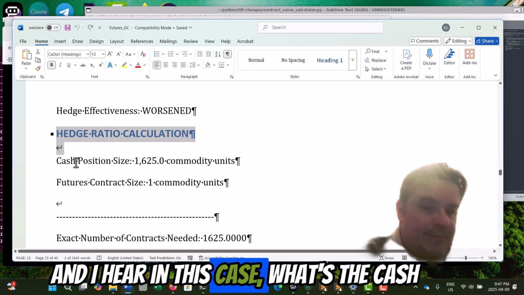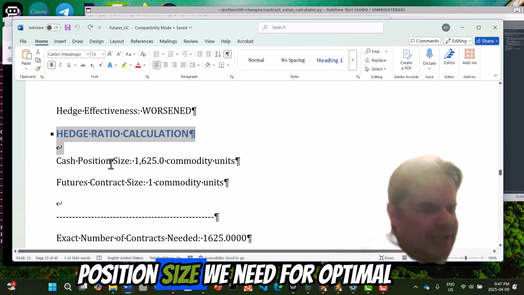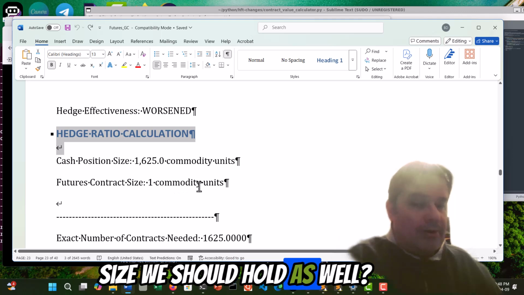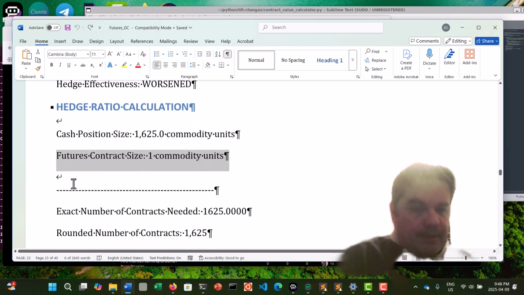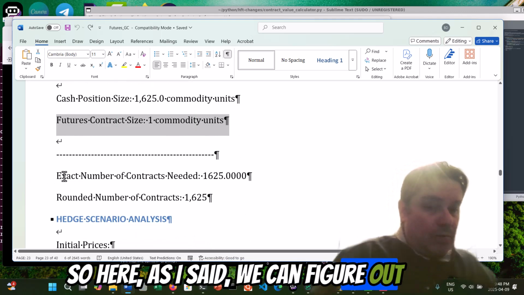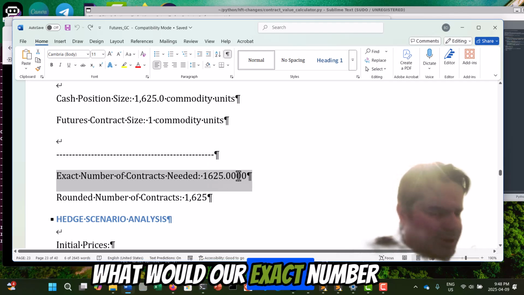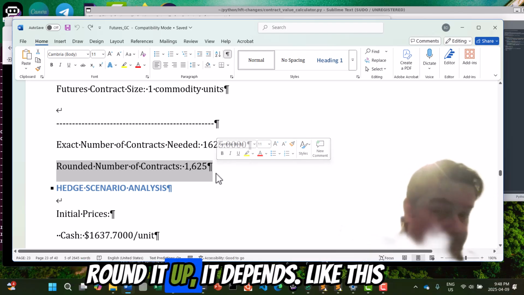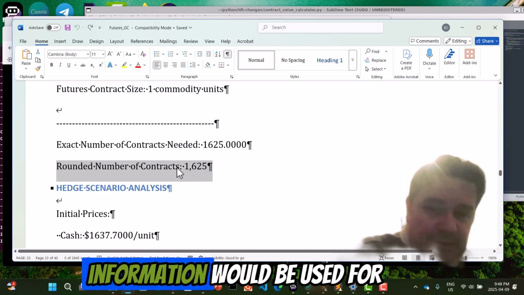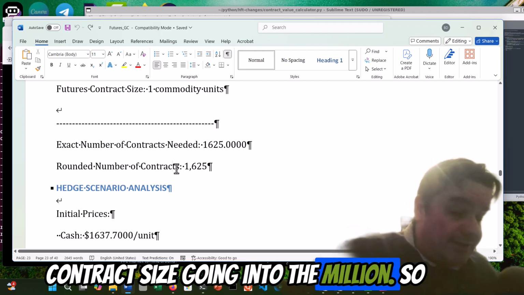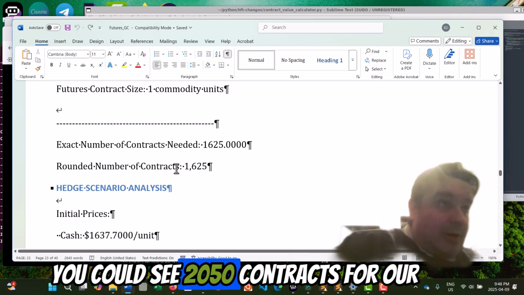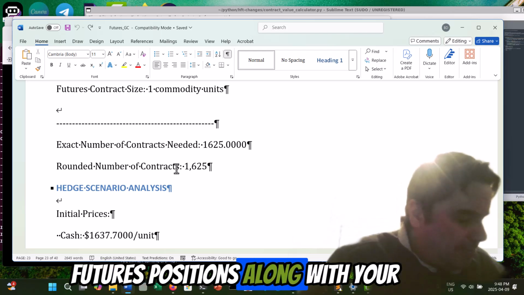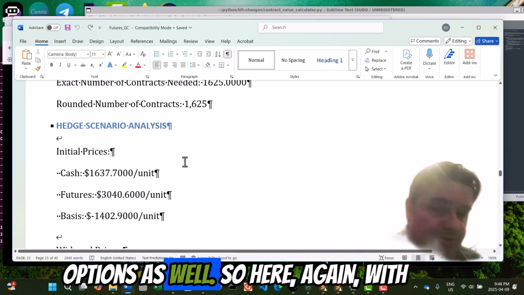And then here in this case, what's the cash position size we need for optimal hedging? What's the futures contract size we should hold as well? So here, as I said, we can figure out what our exact number of contracts needed would be, and if we need to round it up, it depends. This information would be used for contract sizes going into the millions. So you could see 20, 50 contracts for a futures position along with your options as well.